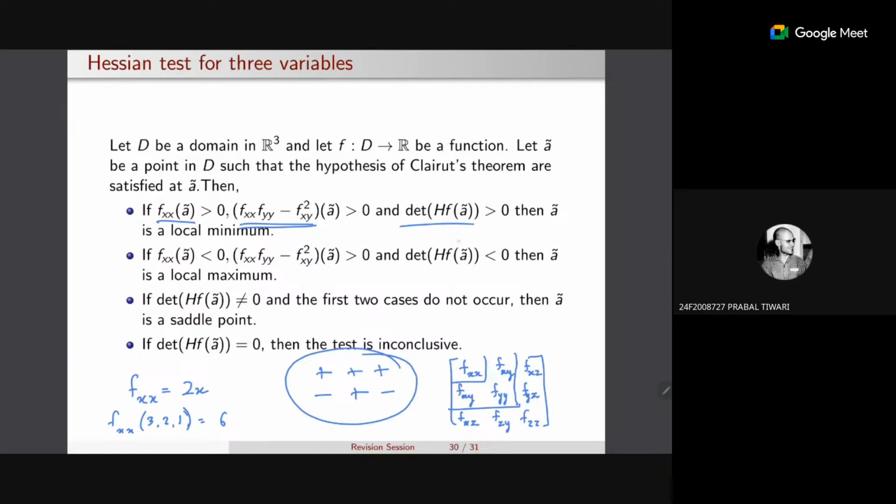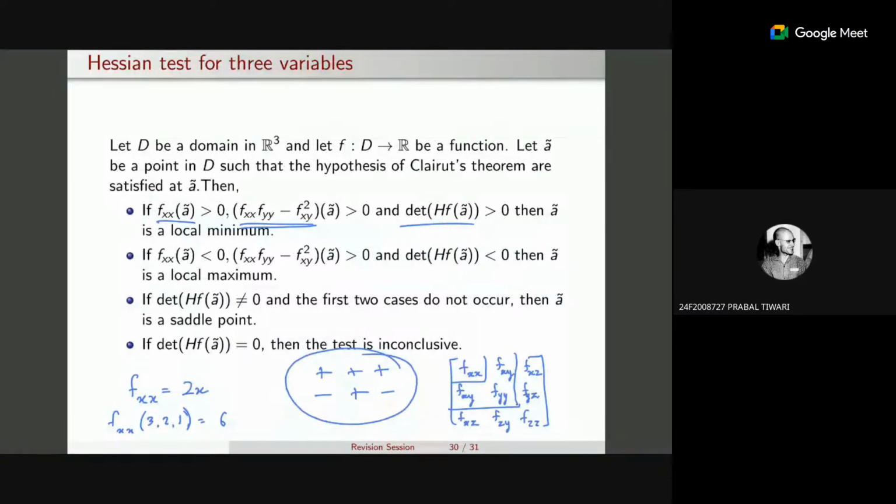And then the determinant of the entire matrix, which is the 3 cross 3 matrix. So there's a 1 cross 1 step, there's a 2 cross 2 step, there's a 3 cross 3 step. If the determinants of all of those matrices are positive, then it's a minimum. If it is negative, positive, negative, then it's a local maximum.